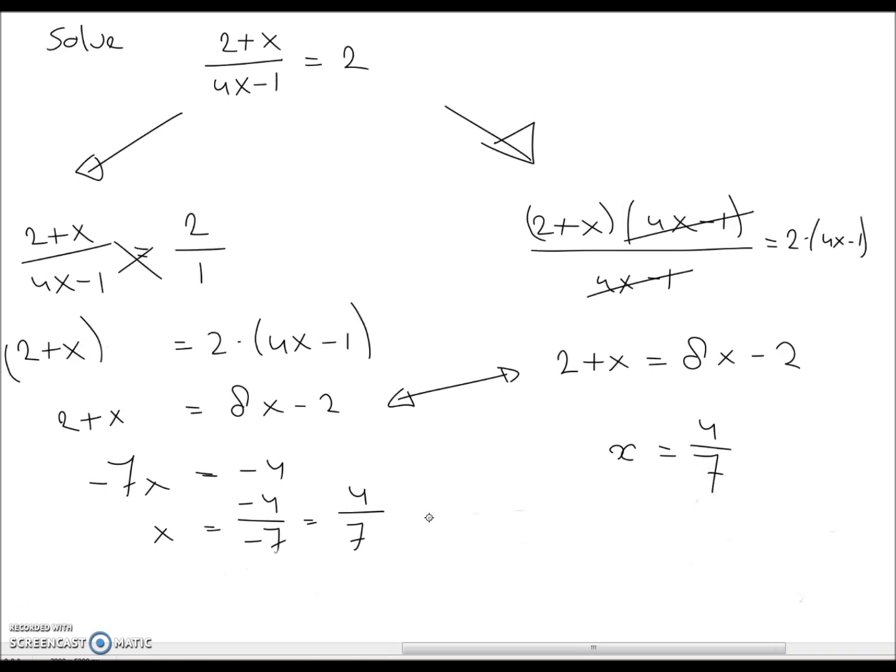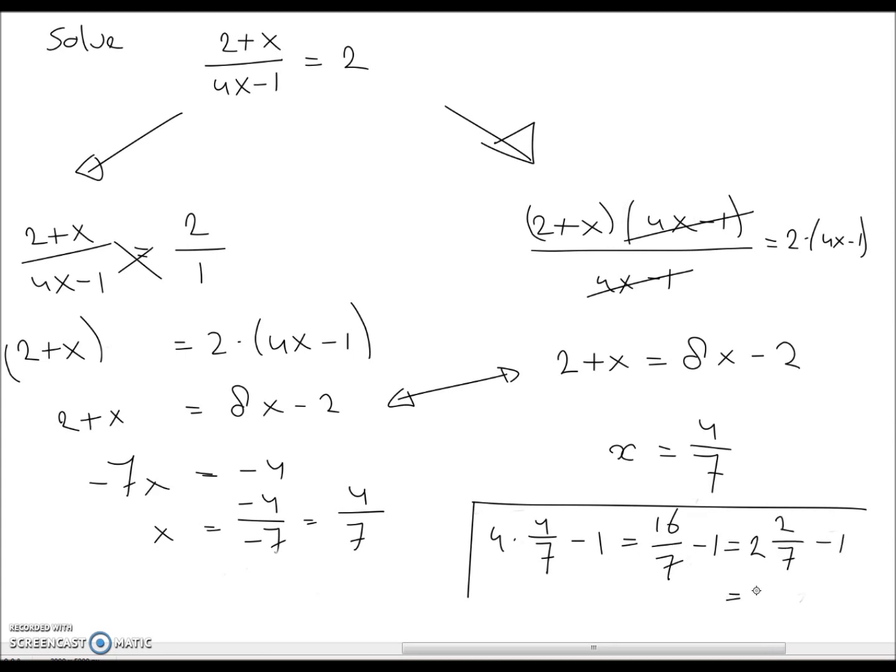Remember that we need to check this solution to make sure that the denominator doesn't become 0. It is equal to 1 2/7, which is not equal to 0. So our answer is valid.